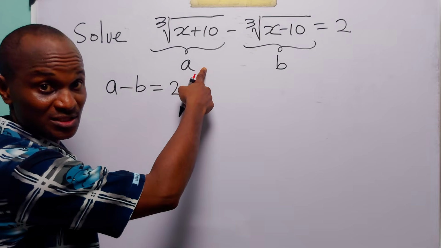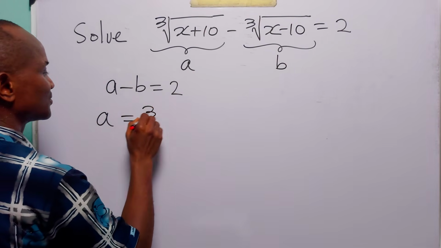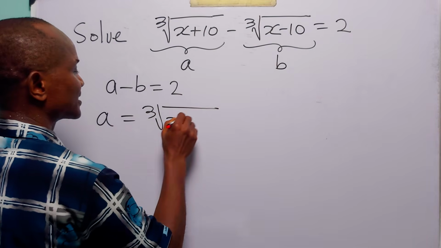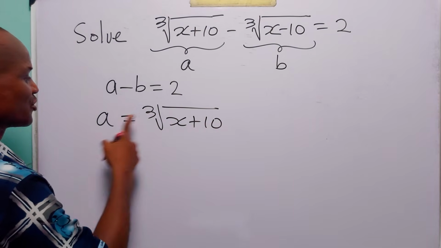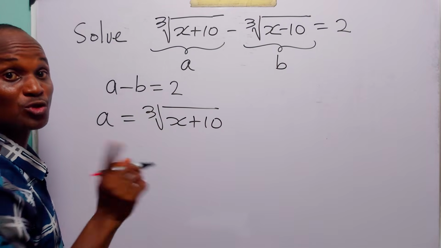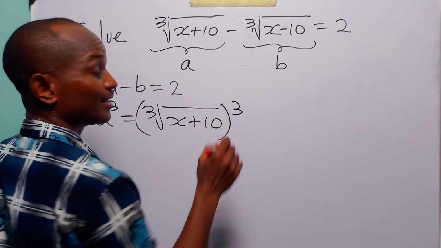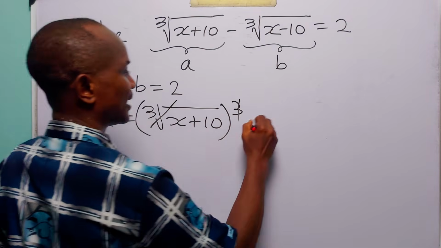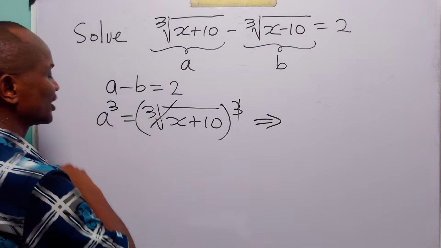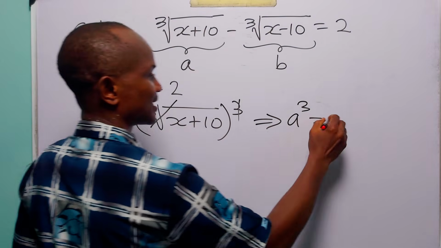Coming back to this first substitution, we have that A is equal to the cube root of x plus 10. Of course, you know that if we raise both sides of this equation to power 3, then this is going to take care of that. And we have that a cubed is equal to x plus 10.